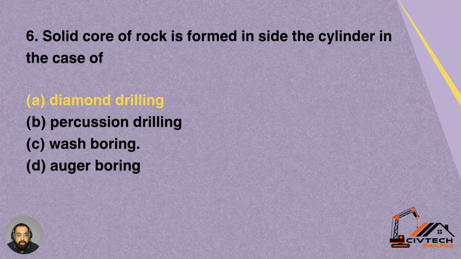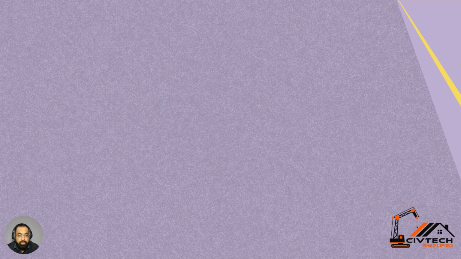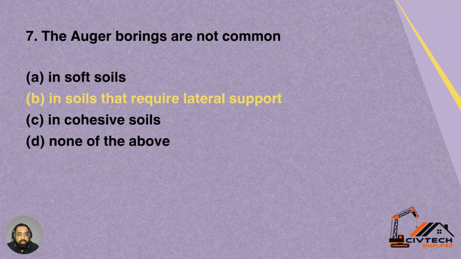Solid core of rock is formed inside the cylinder in case of A, diamond drilling, B, percussion drilling, C, wash boring or D, auger boring. So in case of diamond drilling, we observe that a solid core of rock is extracted in the cylinder which is being used for the drilling. Option A is correct.